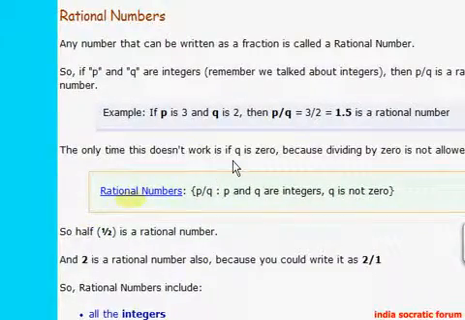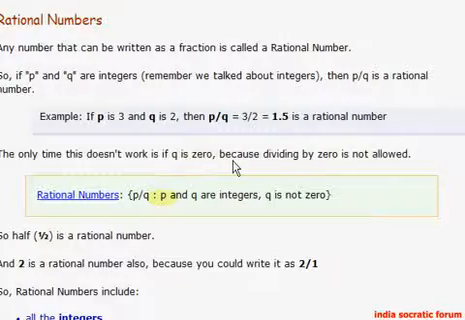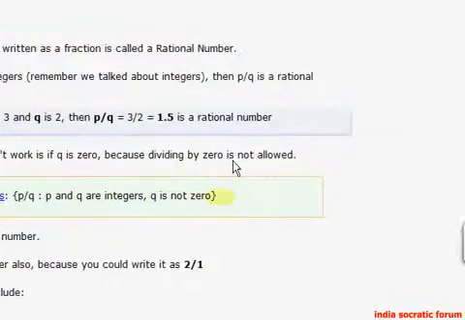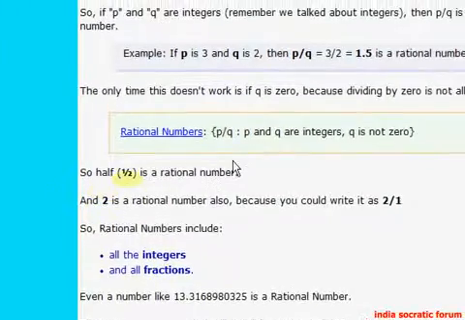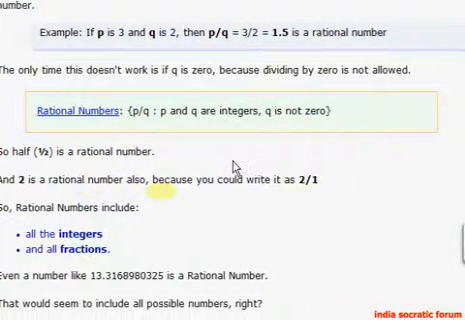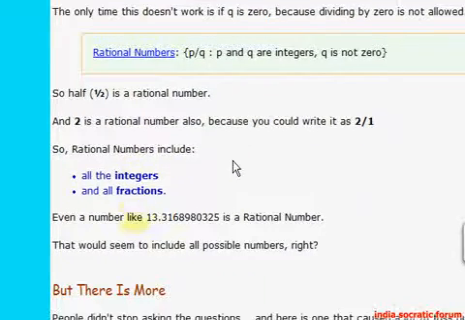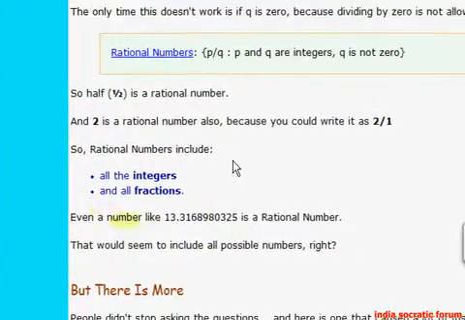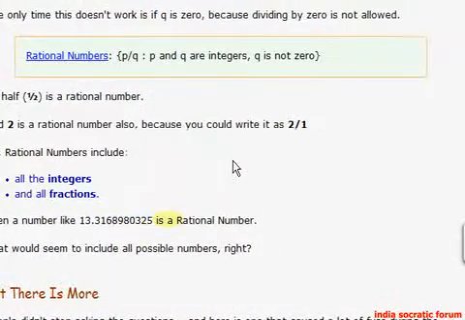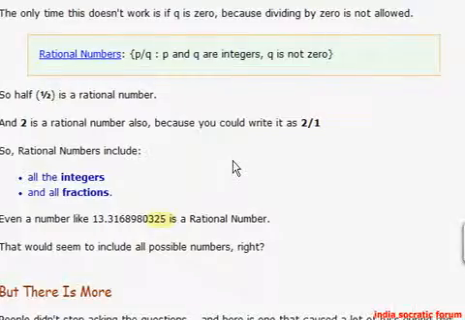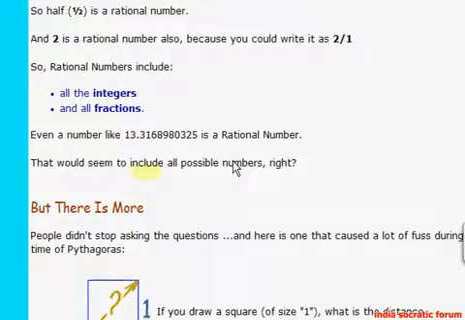So a rational number can be defined like this: p by q, where p and q are integers and q is not equal to 0. So half is a rational number. 2 is a rational number also, because you could write it as 2 by 1. So all integers and all fractions, even a number like 13.316890, are rational numbers because it is finite. But there is more. It's not only that.